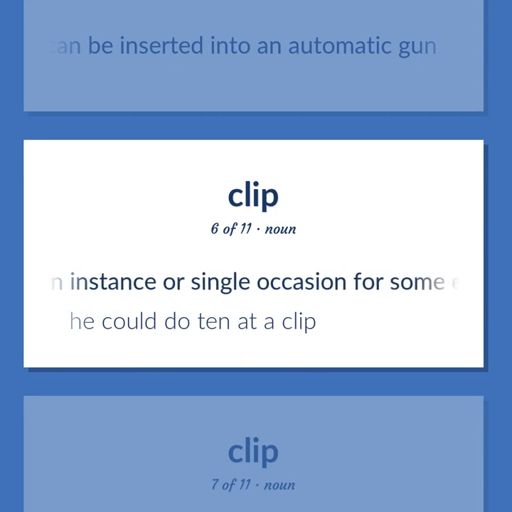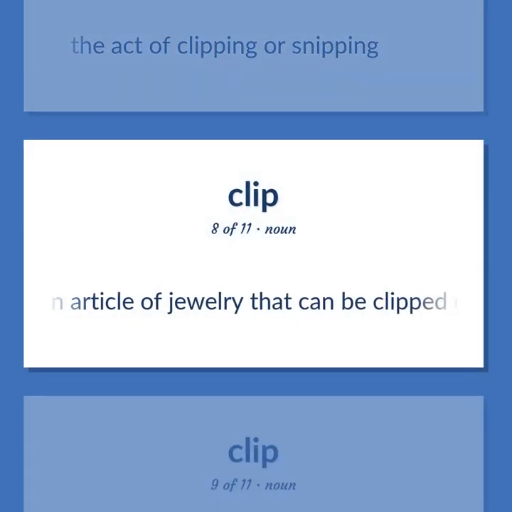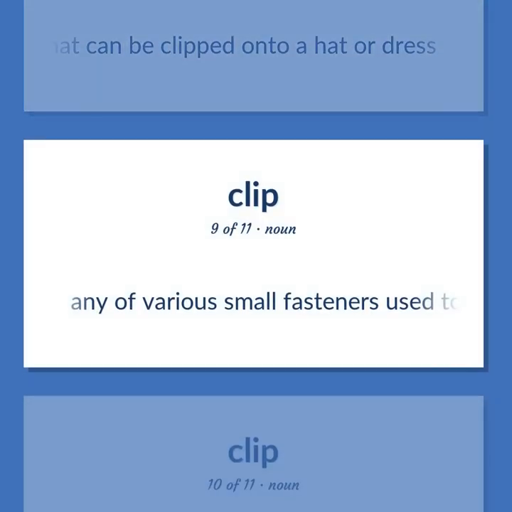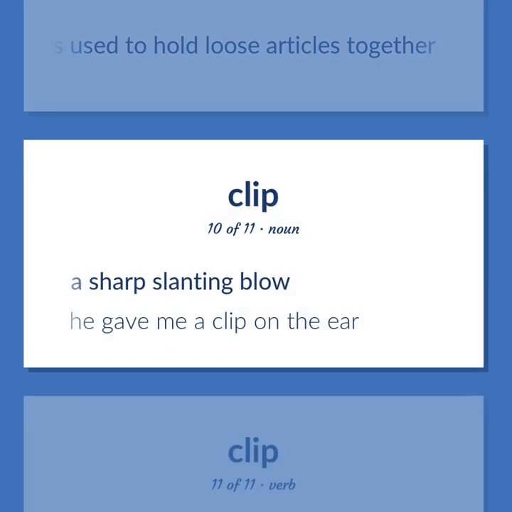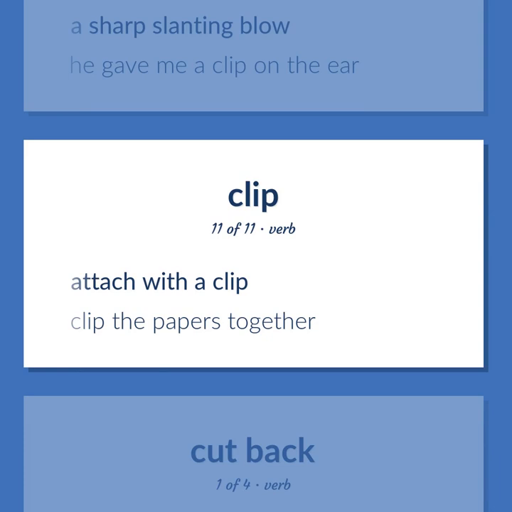An instance or single occasion for some event. He could do 10 at a clip. The act of clipping or snipping. An article of jewelry that can be clipped onto a hat or dress. Any of various small fasteners used to hold loose articles together. A sharp slanting blow. He gave me a clip on the ear. Attach with a clip. Clip the papers together.